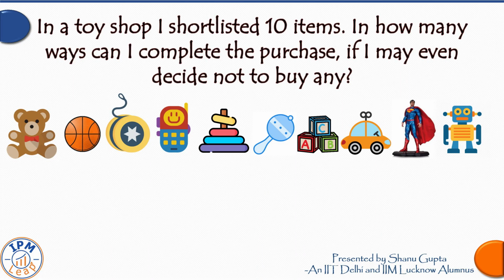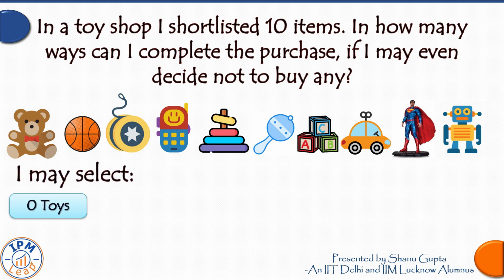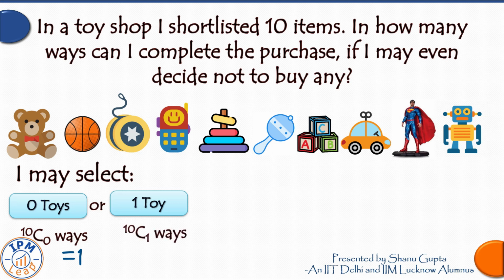I may have shortlisted 10 items, but at the time of actual purchase, there might be several other factors, like budget or utility of these items, that are playing on my mind. So I may select 0 toys, which means I don't purchase any of them. This can be done in 10C0 ways, which in turn is equal to 1. Or I may select any one toy out of the given 10 toys. This can be done in 10C1 ways.